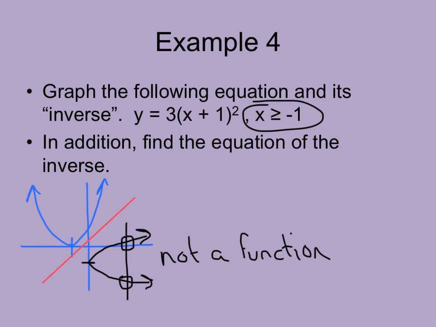So I'm saying x has to be greater than or equal to -1, and if we go back to my blue graph here, that means if it's greater than or equal to -1, I wouldn't have any of this piece. So I would just have this piece on the right, which means that when I reflect it, I wouldn't have this piece down here. I would just have this piece. And so now it is a function. Okay, so any quadratic or anything like that will not have an inverse unless you restrict the domain.